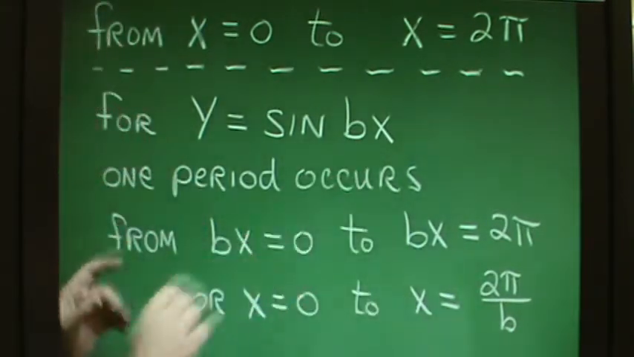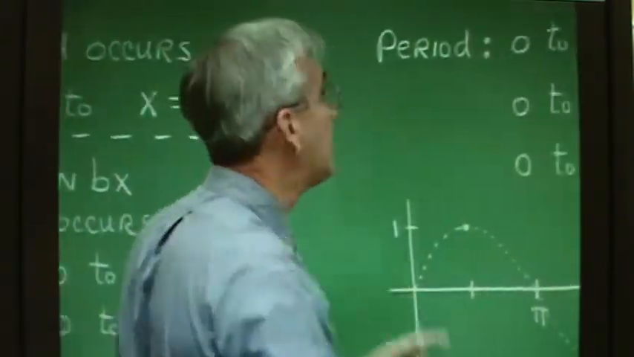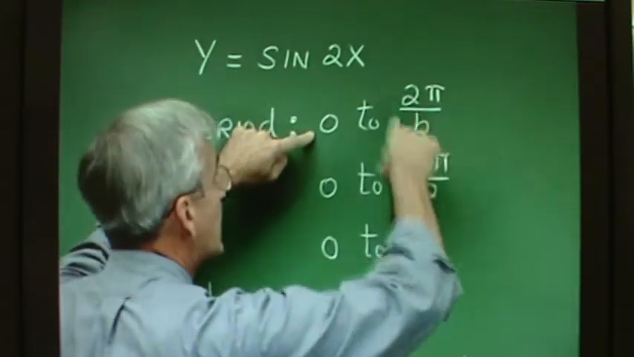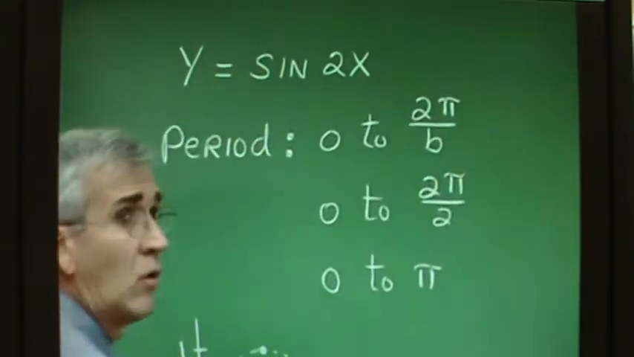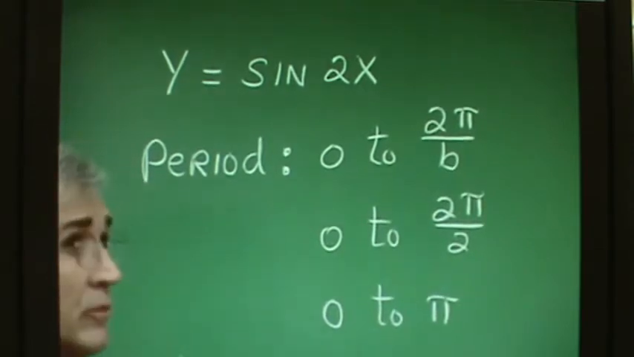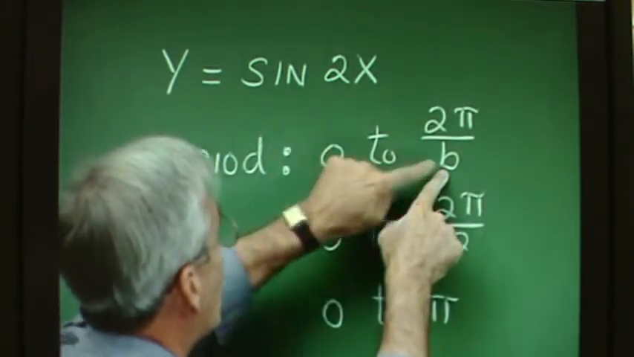Now, here's how it occurs in a problem. We have y equals sine 2x. Now, the period is from 0 to 2 pi over b, and this needs to be committed to memory. Or we can think about the discussion that led up to it to help remember it. But at any rate, we pop in the b value here, and that's the coefficient of x.